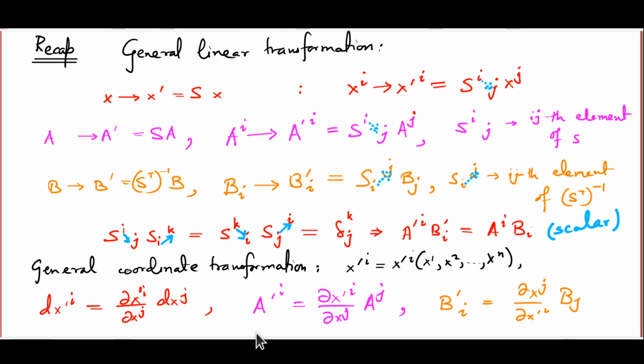And this brings home the fact that vectors and covectors transform oppositely to each other. And as a result of this, when a covector acts on a vector, the result that it yields is actually a scalar, something which does not transform at all, because the transformation of A and the transformation of B, the vector and the covector, cancel each other out.